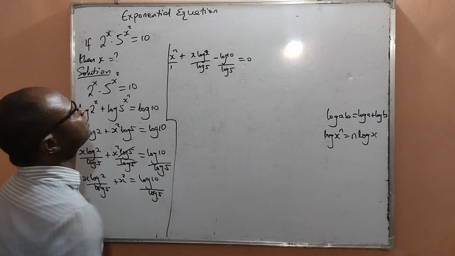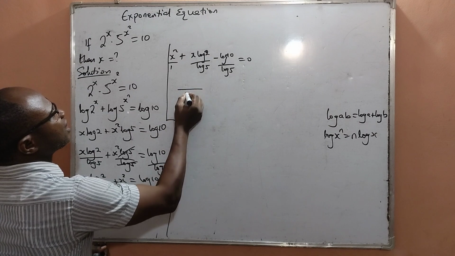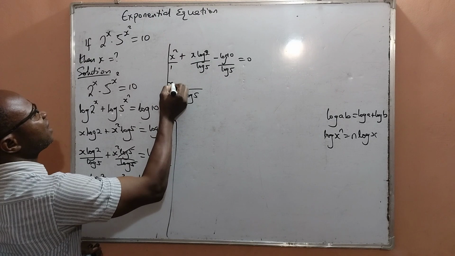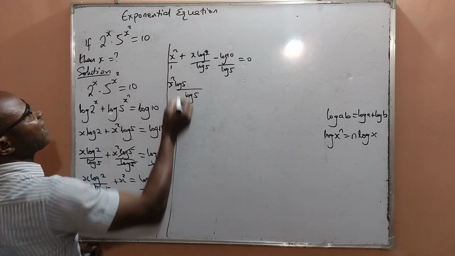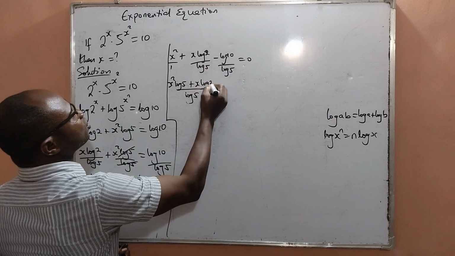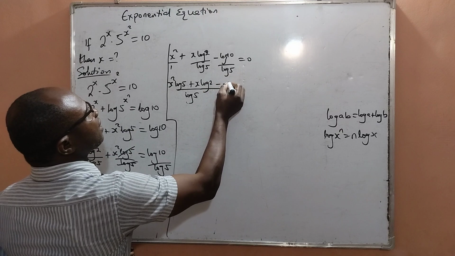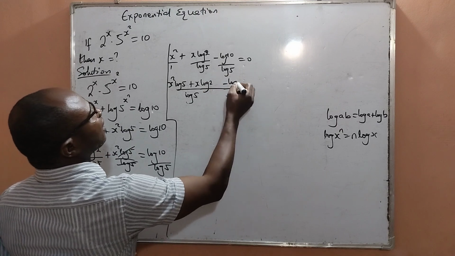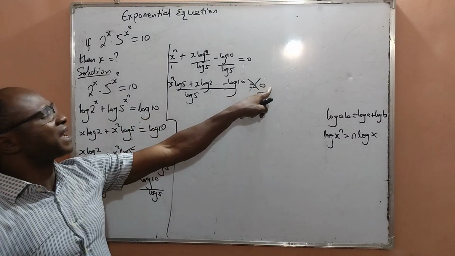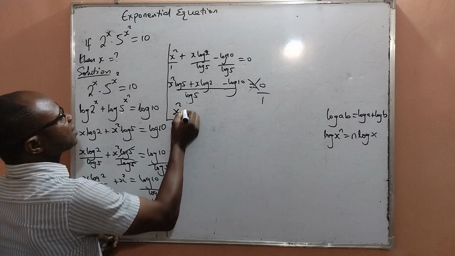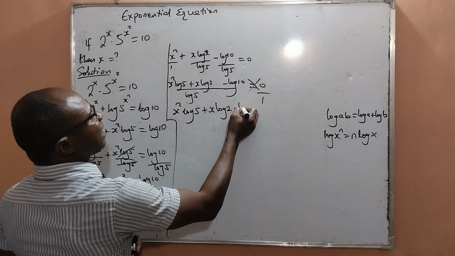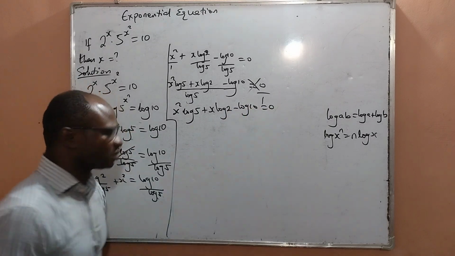Taking the LCM, what I will now have is log 5. Then this place will now be 1 multiplied by this will give me x squared log 5. Then plus this place will now give me x log 2, while this place will give me minus log 10, okay, equal to 0. By cross multiplication, log 5 will multiply 0 to give me 0. So I now have x squared log 5 plus x log 2, then minus log 10 equal to 0.